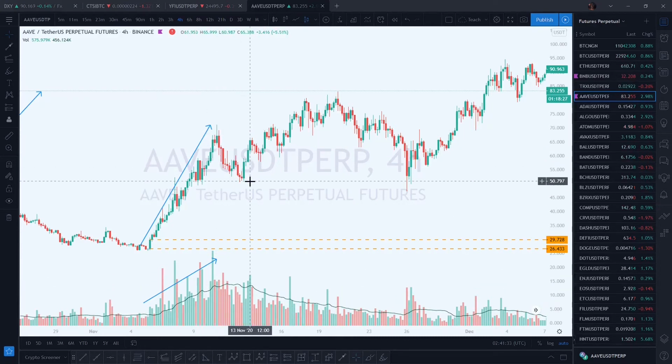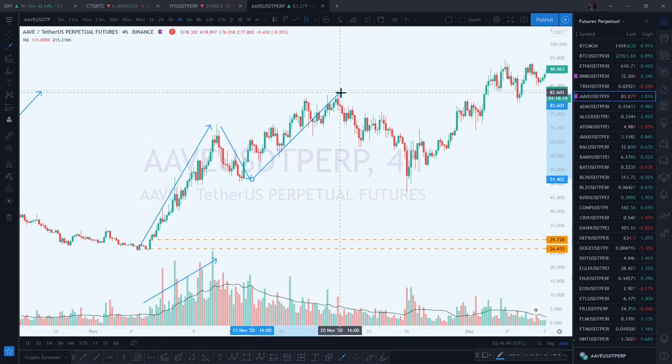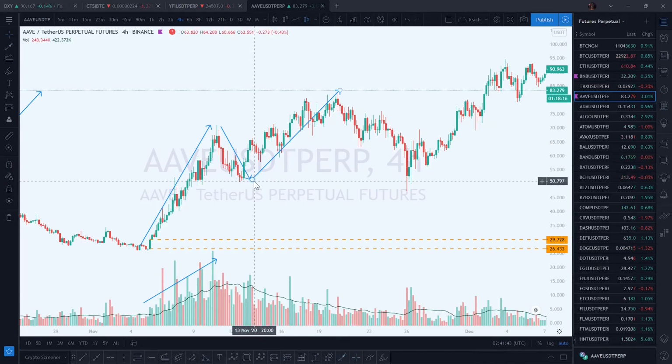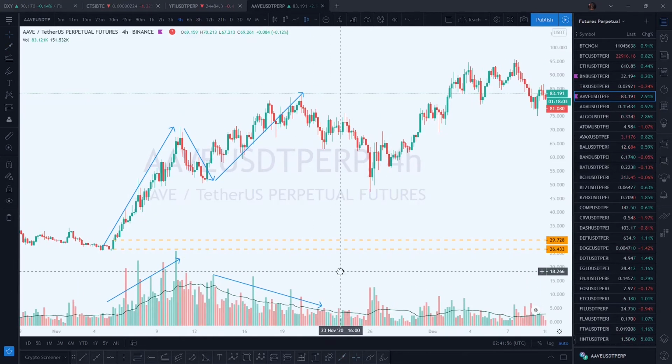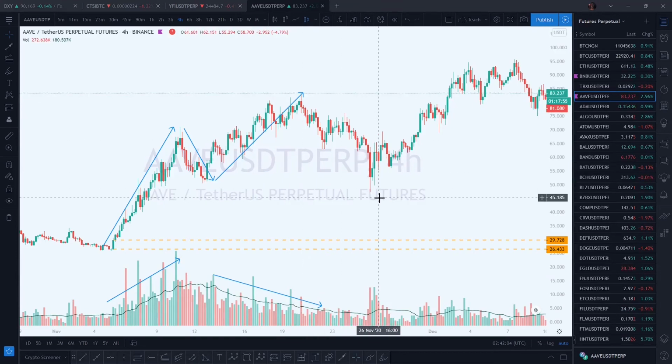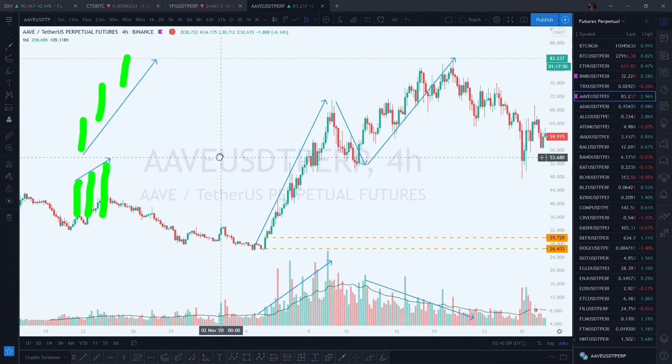Then we have a pullback here. Then what happened? Another price rally, right? Up to this side. But when the price was moving from this side to this side, what did you notice? On the volume, you see that the volume is reducing. That means interest is lacking. And then what happened? The moment we saw a lack of interest, or reduction in volume, we saw the market coming back down. So let's start with the single candle analysis.